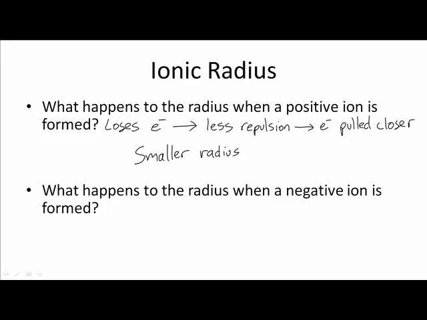I think it's kind of logical when you form a negative ion. You're adding electrons. When you add electrons, what's going to happen? It's going to get bigger, because when you add electrons there's going to be more electron-electron repulsion. So they're going to want to spread out a little more. When they spread out, it means a bigger atom.